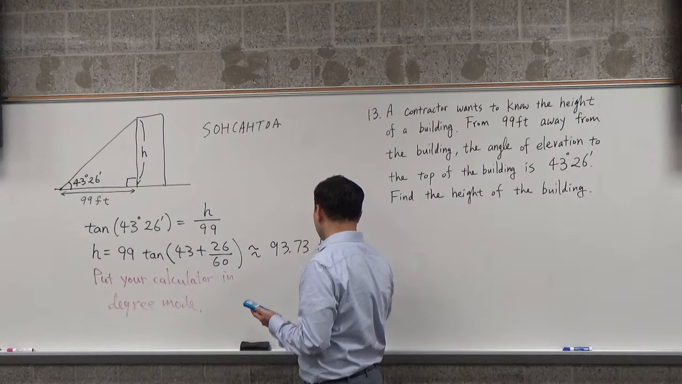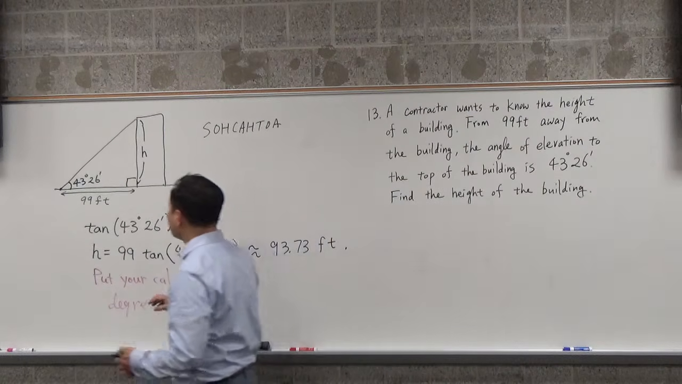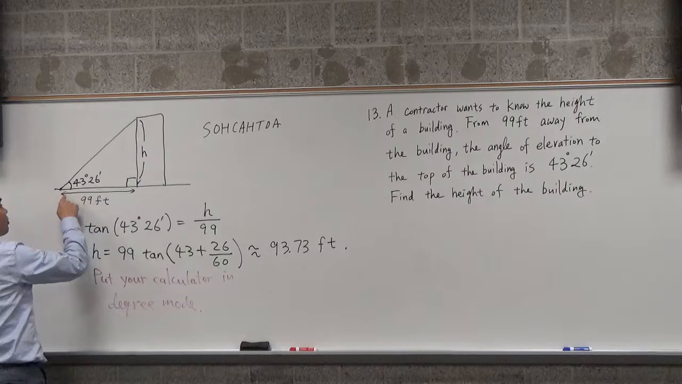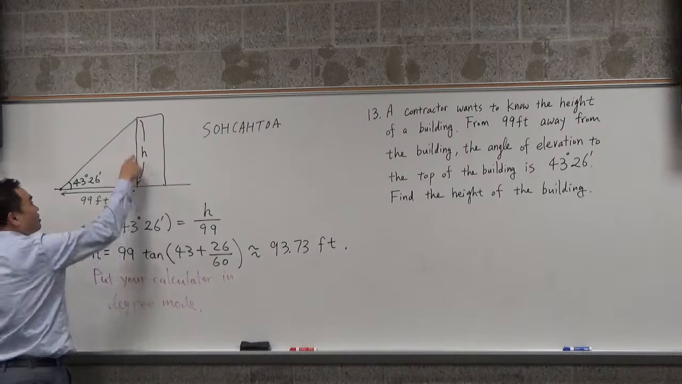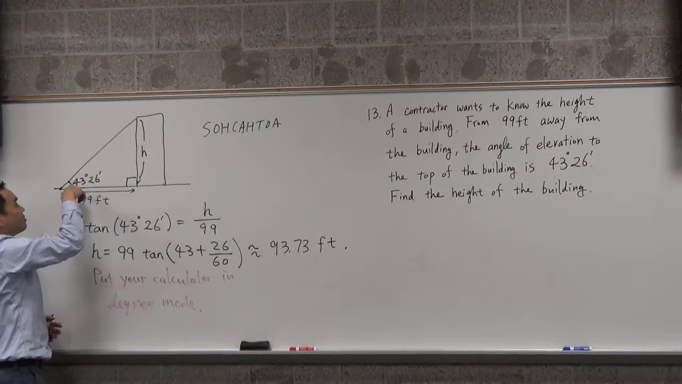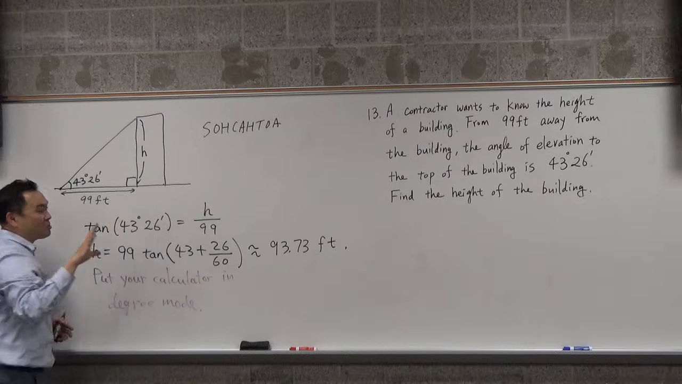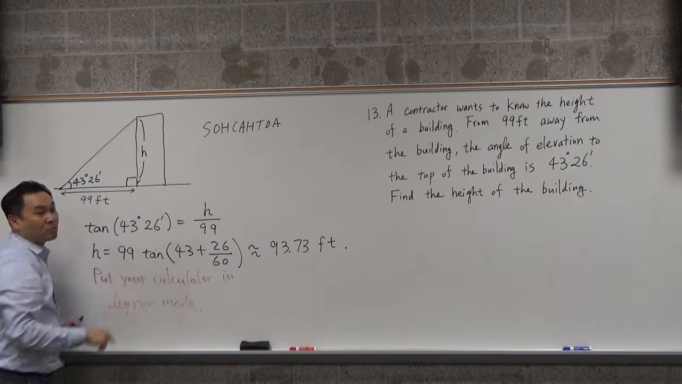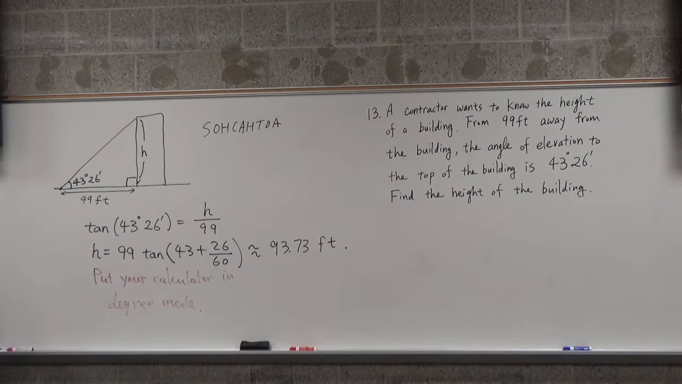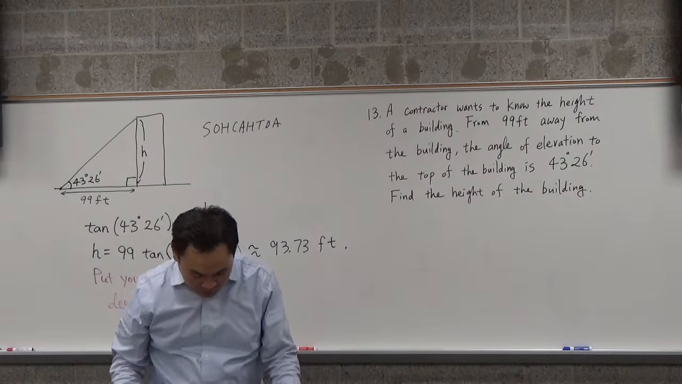So 93.73 feet. And it kind of makes sense because, see, if this angle is exactly 45 degrees, then it will be an isosceles triangle, so this height will be 99, right? Since this angle is slightly lower than 45 degrees, we know that the height should be slightly less than 99, so 93.73 kind of makes sense. Okay, so that kind of judgment is indeed quite helpful.